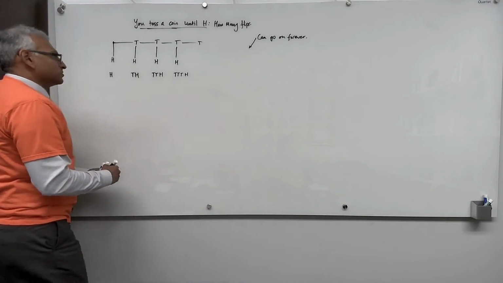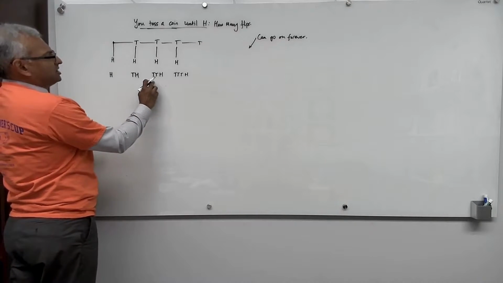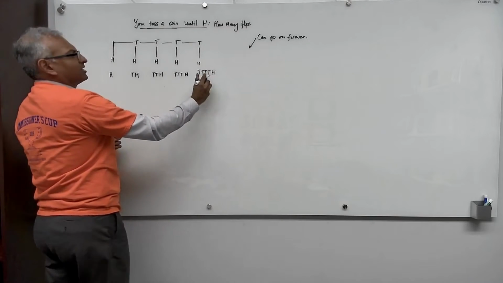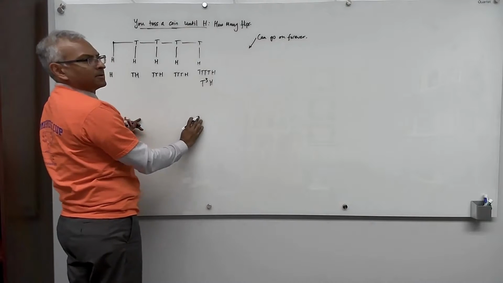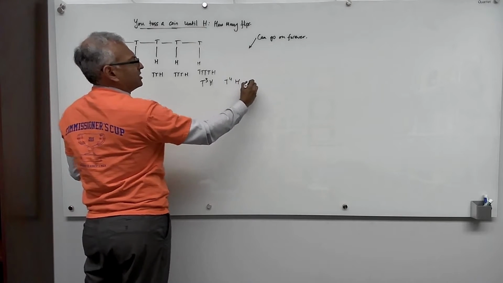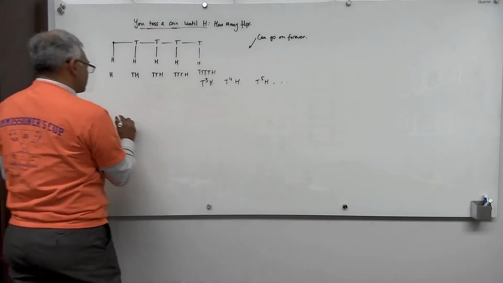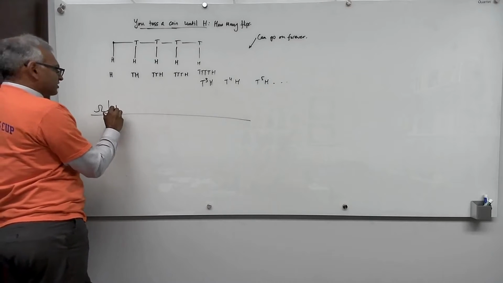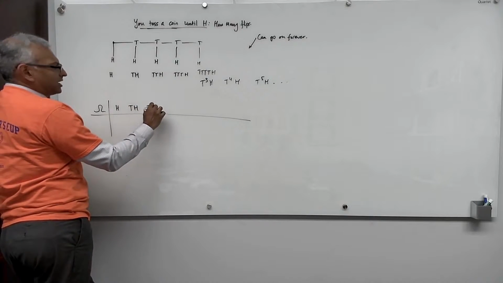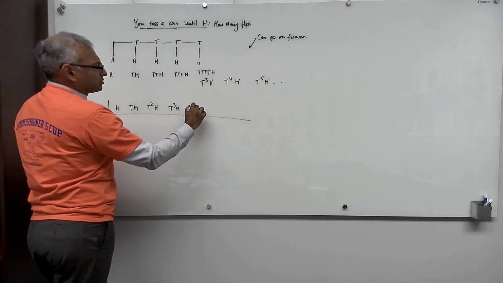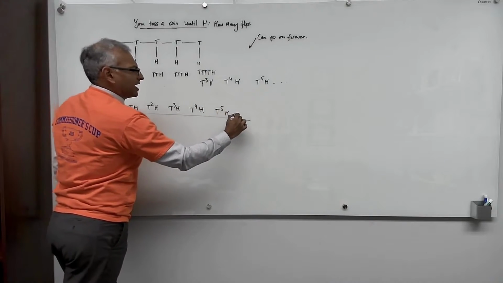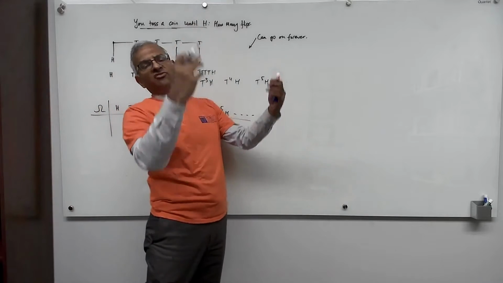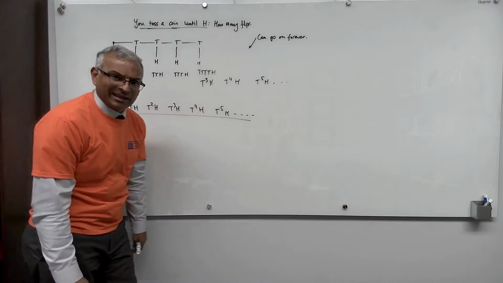Now, the outcomes are H, TH, TTH, TTTH. Then the next one would be TTTTH, so we can write this as T cubed H just to be simpler. And then the next one would be T to the fourth H, and then T to the fifth H, and so on. So my outcome space consists of H, TH, T squared H, T cubed H, T to the fourth H, T to the fifth H, and so on. So my sample space, my set of all possible outcomes, is infinite. That's why I said this is a slightly more complicated example.